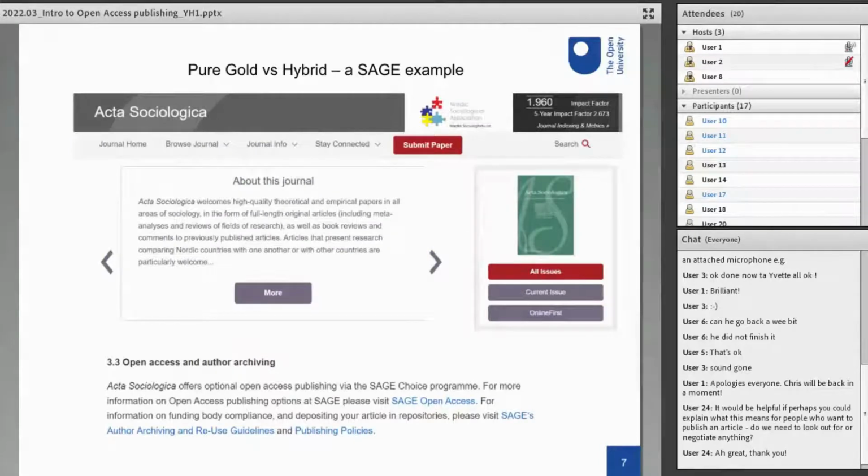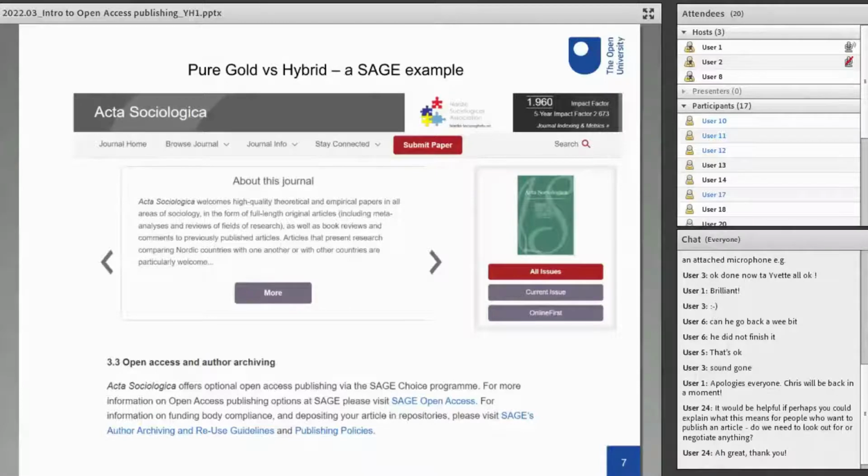Hybrid journals is where some articles in a journal are open access, but there are others within that title that remain behind a paywall. So these are like the traditional journals that are offering optional open access as a way to monetize open access publishing. Hybrid journals always charge a publishing fee, an APC, and this is another example from Sage.